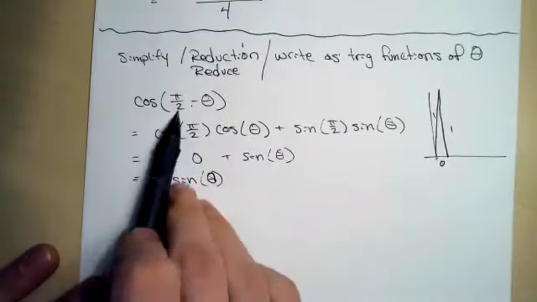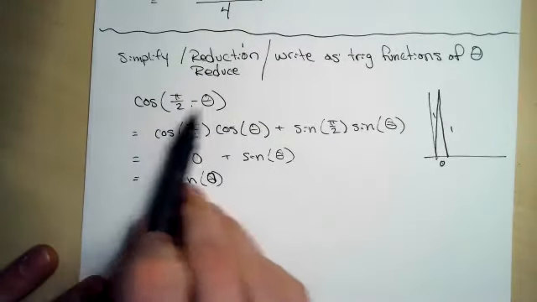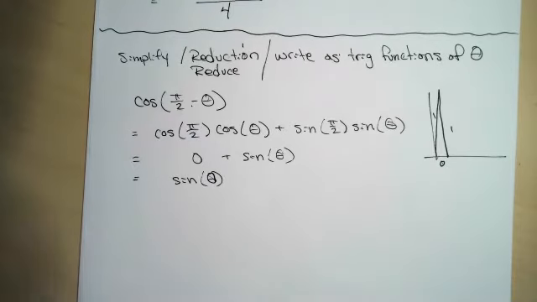So of course, this is just the cofunction identity. Cosine pi over 2 minus theta equals sine theta. We derived it geometrically when we first introduced the identity. And then now this is essentially deriving it formulaically.